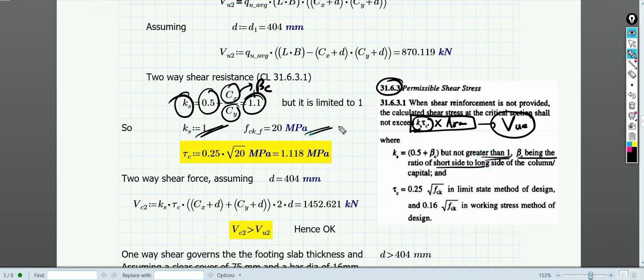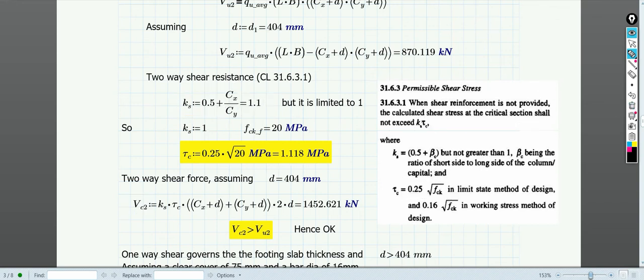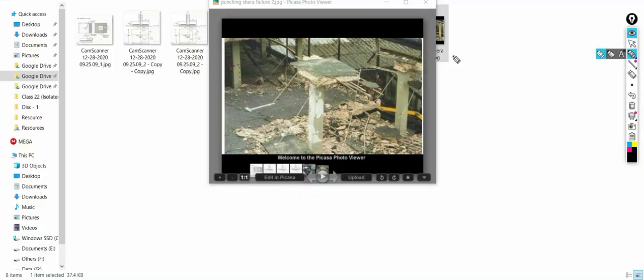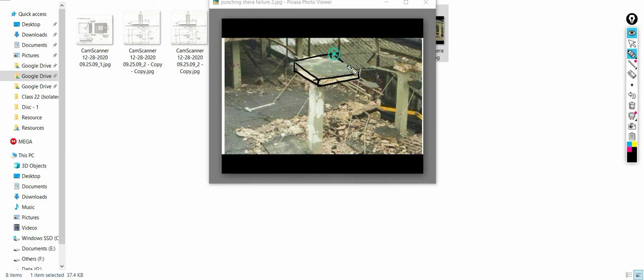And what is the grade of concrete for the footing? It is 20. So tau c is 0.25 root over fck, so it will be 1.118. Now if I want to find out the shear strength for punching, then this Ks into tau c will multiply with the area. Now what will be the area over here? If you remember the figure, see here, what will be the faces that will be considered. So this face will be resisting the punching shear, then this face, then the opposite side and the other opposite side.